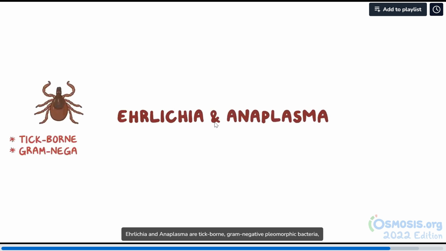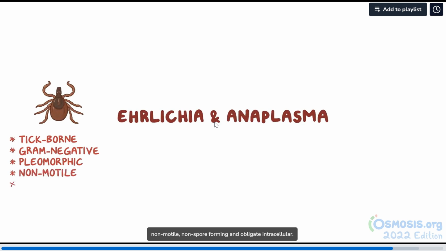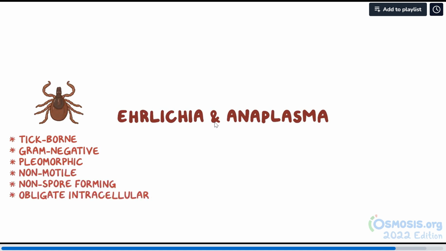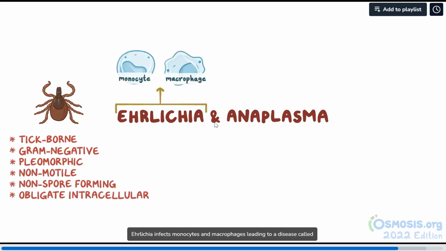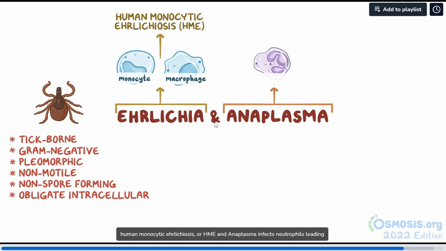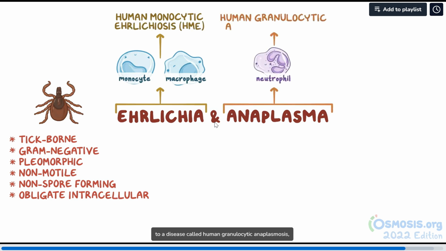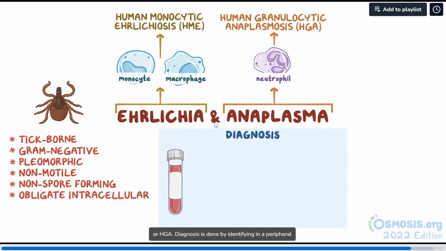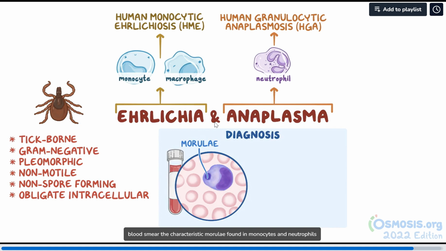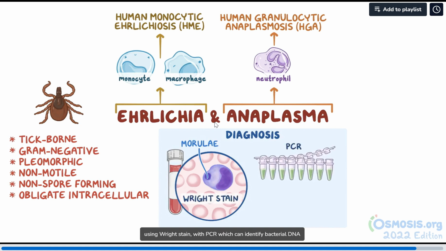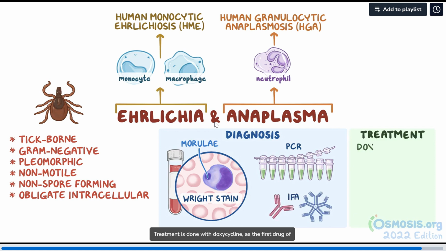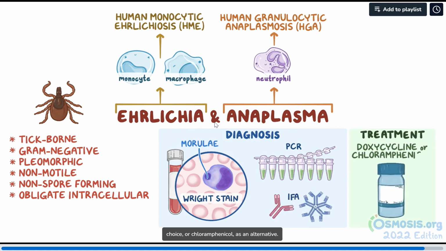Alright, as a quick recap. Ehrlichia and Anaplasma are tick-borne, gram-negative, pleomorphic bacteria. They're non-motile, non-spore-forming, and obligate intracellular. Ehrlichia infects monocytes and macrophages, leading to a disease called human monocytic ehrlichiosis, or HME. And Anaplasma infects neutrophils, leading to a disease called human granulocytic anaplasmosis, or HGA. Diagnosis is done by identifying in a peripheral blood smear the characteristic morulae found in monocytes and neutrophils using Wright stain, with PCR, which can identify bacterial DNA, and with serological tests like IFA. Treatment is done with doxycycline as the first drug of choice, or chloramphenicol as an alternative.